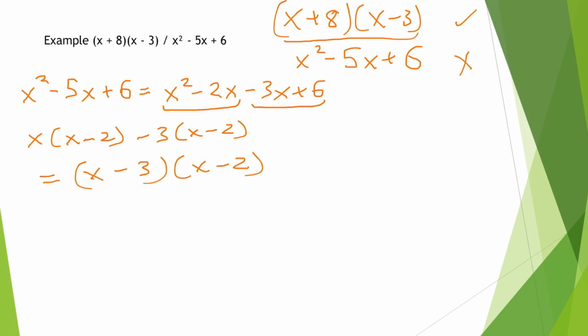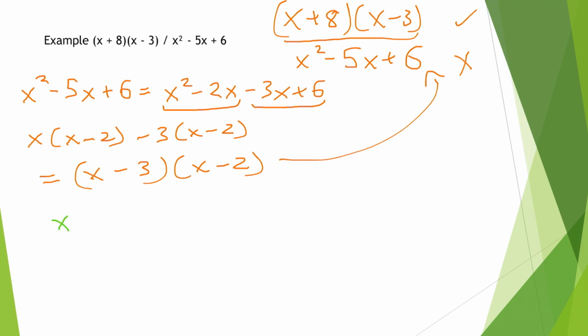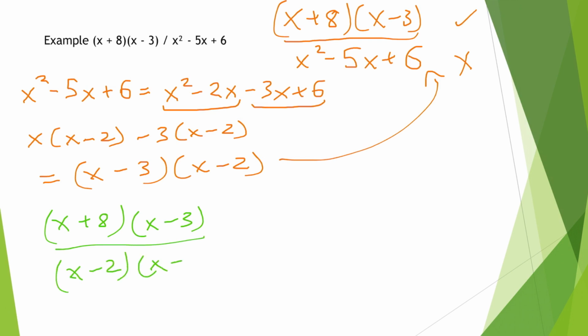Now that it is in the factored form, I'm going to put this back over here and get our new function. We have (x plus 8) times (x minus 3) upon (x minus 2) times (x minus 3). Now, here is a part where most of the students will make their mistake. Some of them might be tempted to cut this off. Okay, cut off the x minus 3 and work with the x minus 2 and x plus 8.